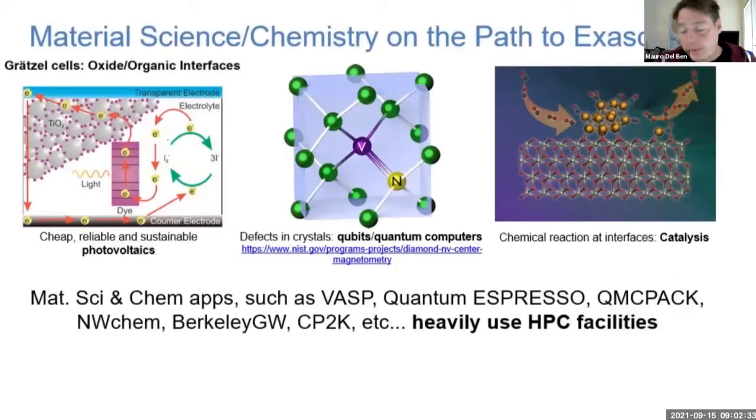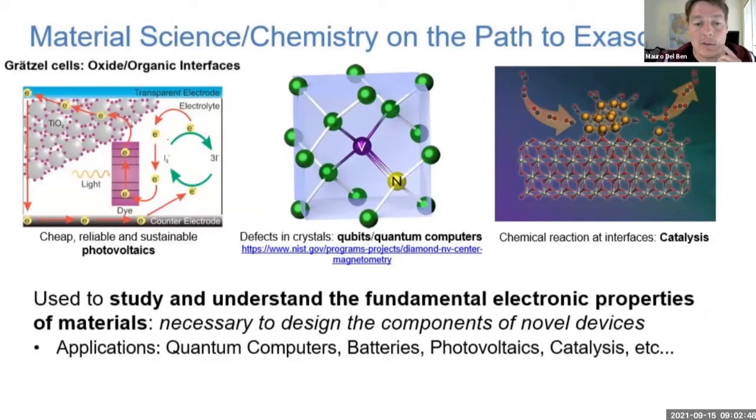To start with a brief motivation, you probably know that materials science and chemistry codes such as BerkeleyGW are among the most heavily used on HPC facilities all around the world, and the trend is going to continue in this direction. The reason is that this kind of application gives you important information that is necessary to understand the fundamental electronic and optical properties of materials, which is necessary in order to design novel components for new-generation devices. And the applications are wide. They range from quantum computers, batteries, photovoltaics, catalysis, and so on and so forth.